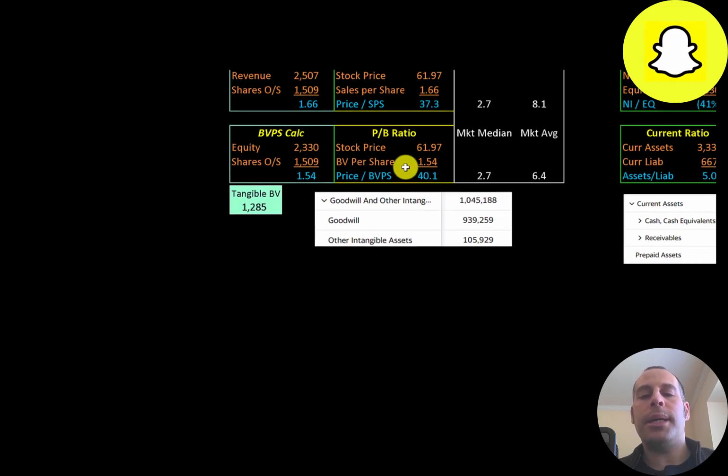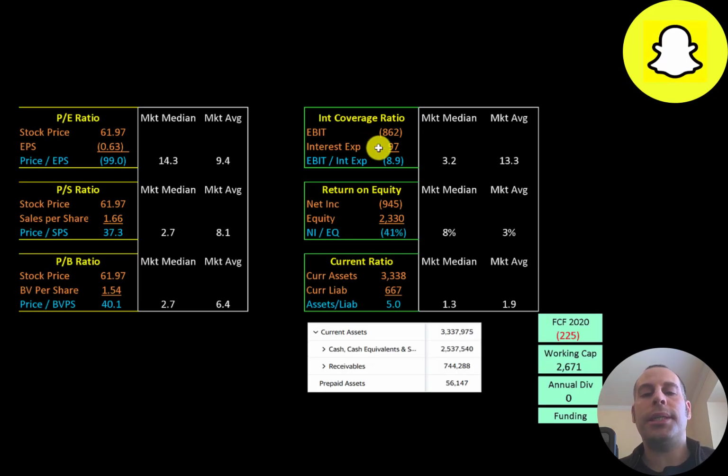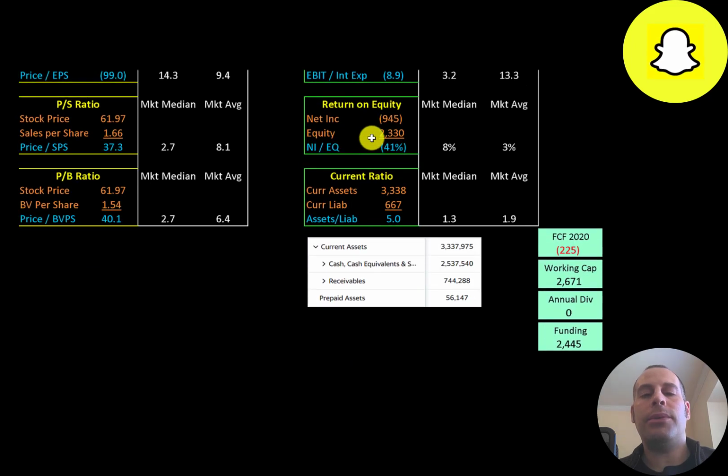Price to book is stock price over book value per share. They're at 40. And the way you calculate book value per share, it's equity over shares outstanding. Equity is assets minus liabilities in the balance sheet, and they have $2.3 billion of equity, $1.3 billion of tangible equity, because they have $1 billion of intangible assets on their balance sheet. Intangible assets occur when you acquire another business or merge with another company. Interest coverage ratio is EBIT over interest expense, negative EBIT, negative interest coverage ratio. ROE is net income over equity, negative net income, negative ROE.